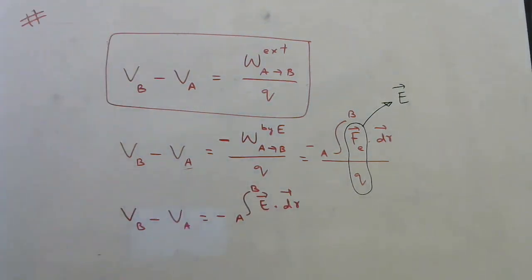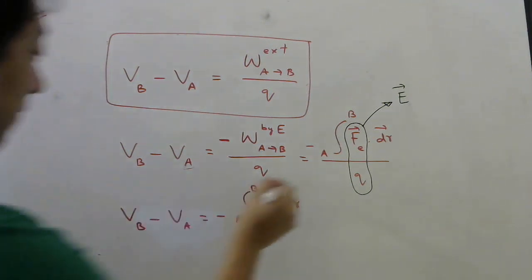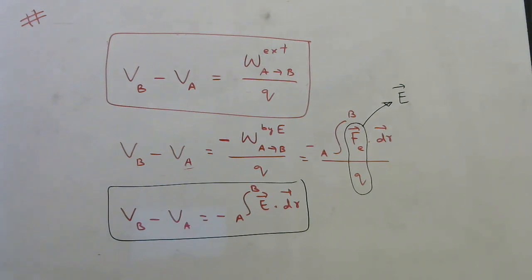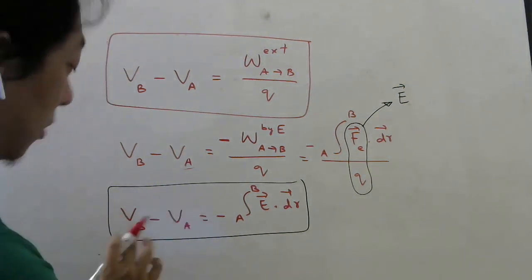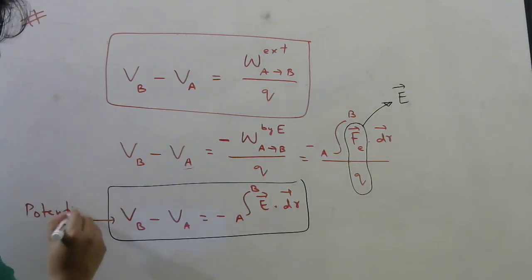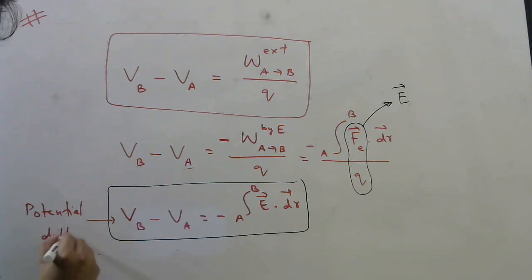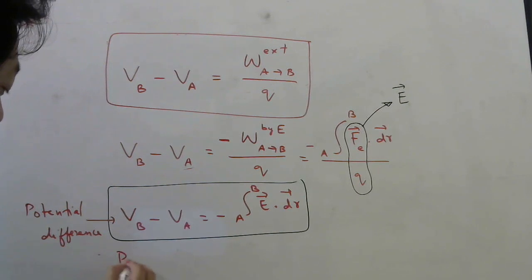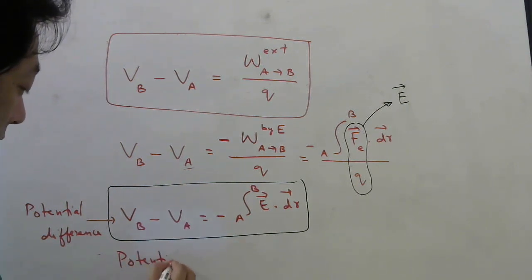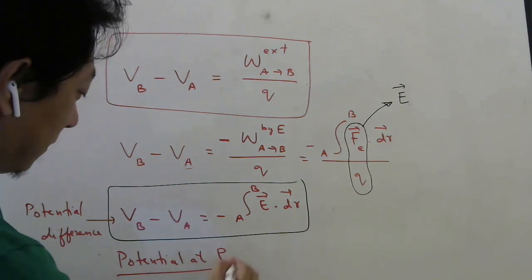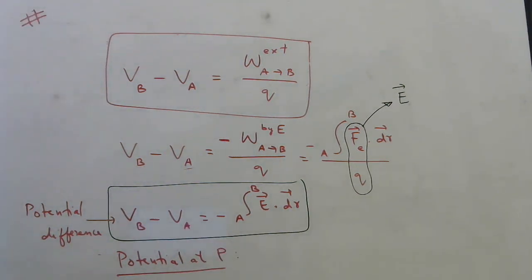So this is something very, very important. Again, this is for your entrance concepts. For board syllabus, whatever I did is enough. Now, this is potential difference. Suppose you don't want potential difference and you want potential itself. You want potential at, let's say, some point P. Then how should you write potential at some point P?